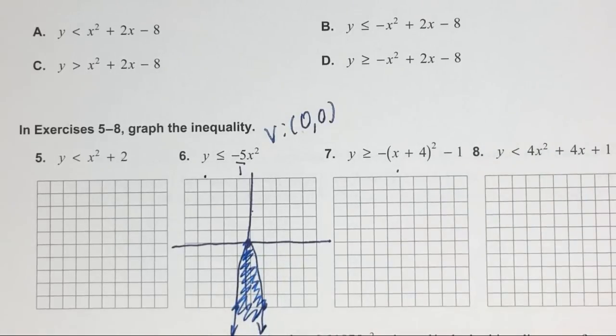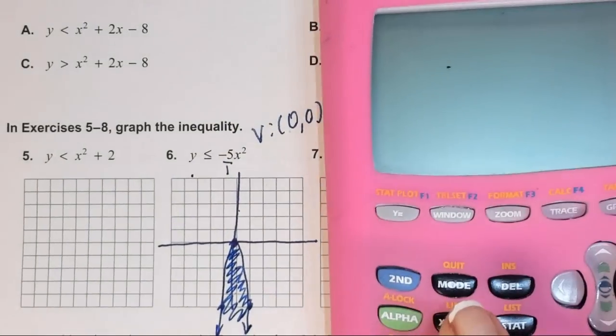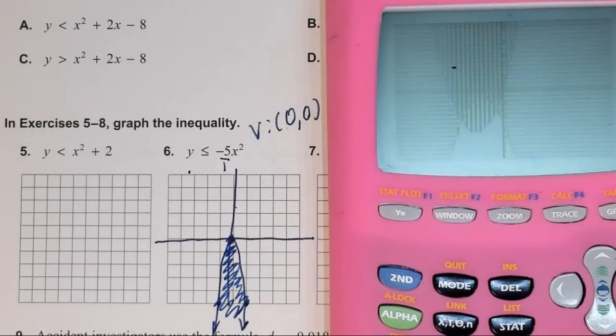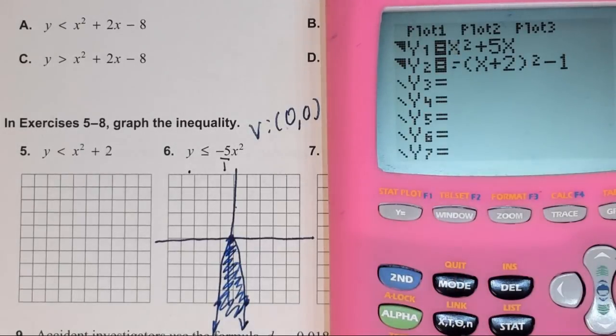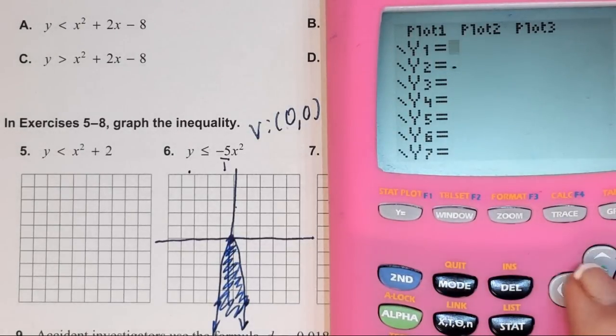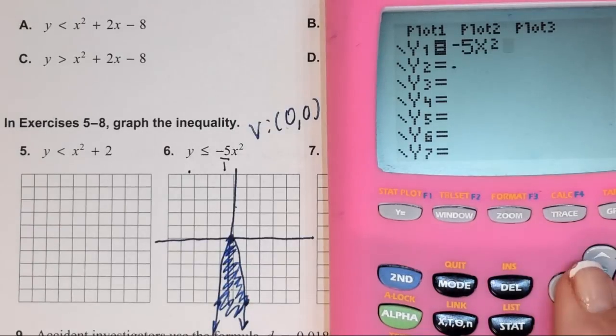Now here's a cool thing you can do. Most people don't know, but you can do inequalities on your graphing calculator. The new calculators work differently, but I'll show you how to do it on the older ones. If you have a newer one, you can bring it up here and I'll try to figure it out, but I haven't done it yet on the newer ones. So I'm going to put in negative 5x squared. Then I'm going to go all the way over here, and I'm going to push enter and enter again.